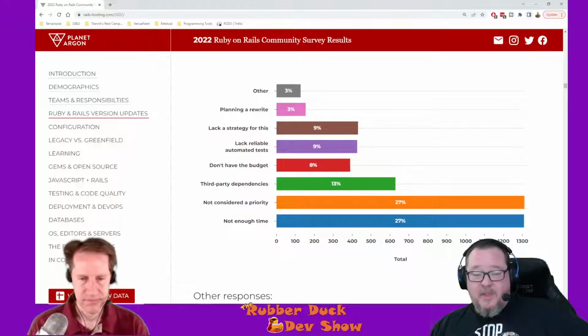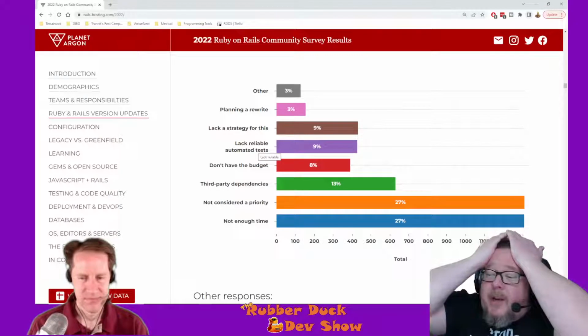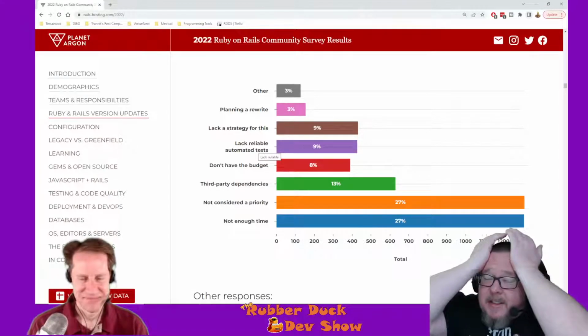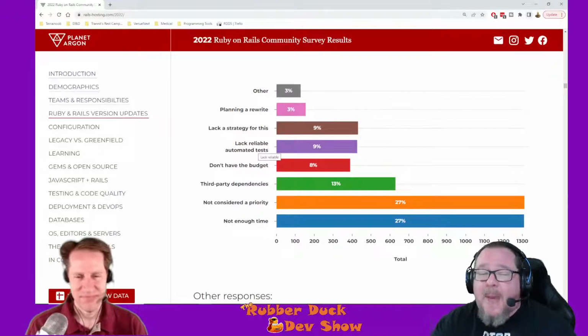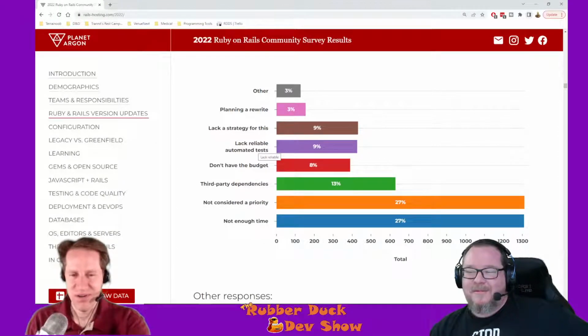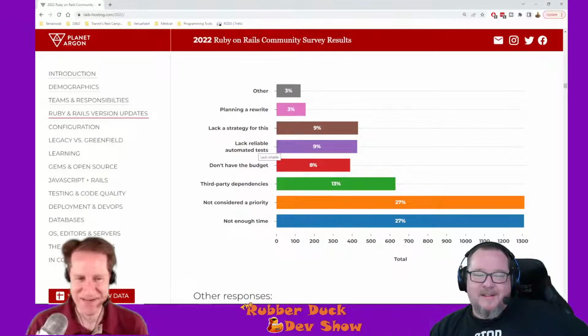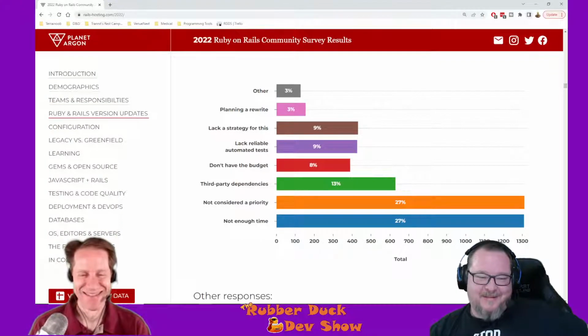The one that disappoints me most about this is lack of reliable automated tests. Why do you lack reliable automated tests? Bad programmer, bad. Because it's not considered a priority and there's not enough time. Bad programmer. No.